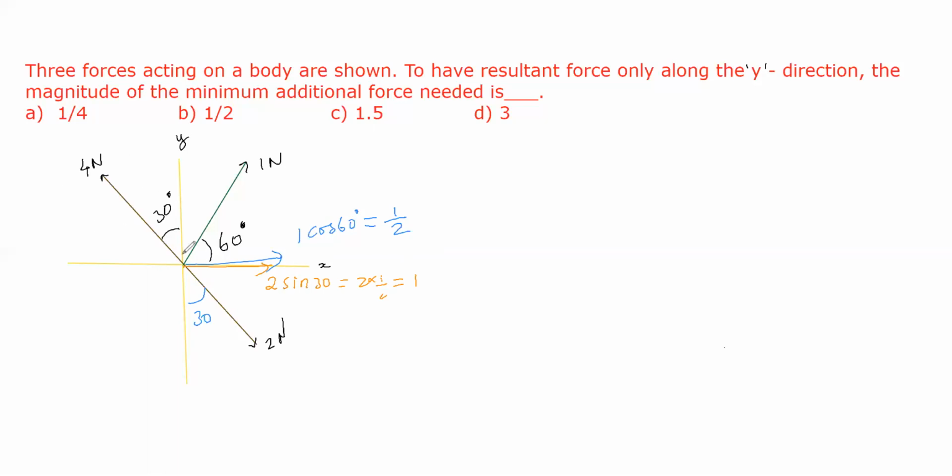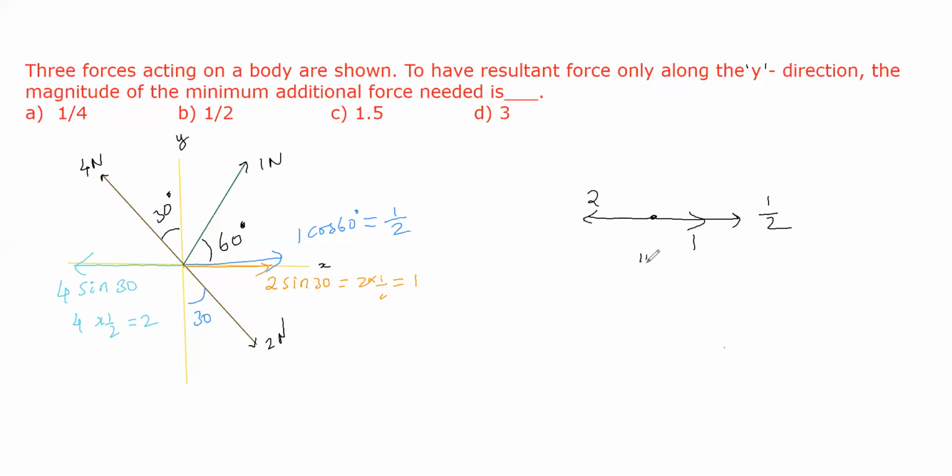And this 4 Newton force we are resolving in this direction. If you resolve the 4 Newton force along this direction, we get 4 sine 30. Since sine 30 is 1 by 2, the answer is 2. Now see here, the forces acting along the x direction: the component of the 1 Newton force is 1 by 2 in this direction, the component of the 2 Newton force acting along this direction is 1, and the component of the 4 Newton force acting in this direction is 2.